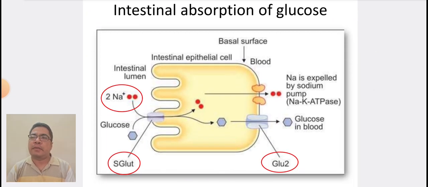In this diagram, we can see sodium and glucose are attached to the sodium dependent glucose transporter. This pushes glucose to the inner side of the cell. Then it passes to the basal surface of the cell. Here glucose transporter is present, through which glucose enters the bloodstream.